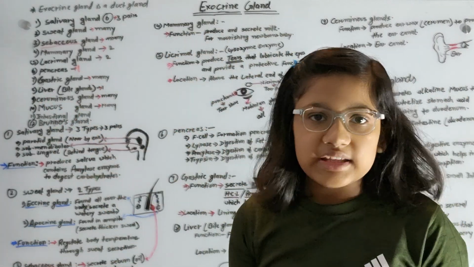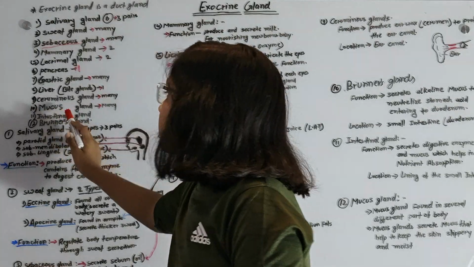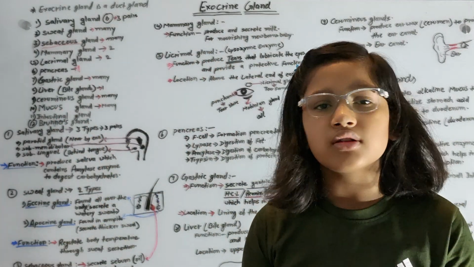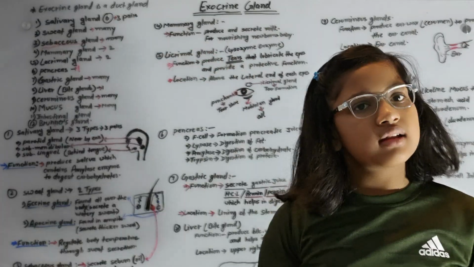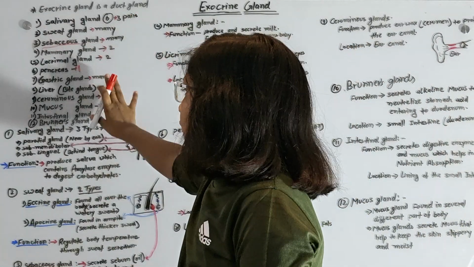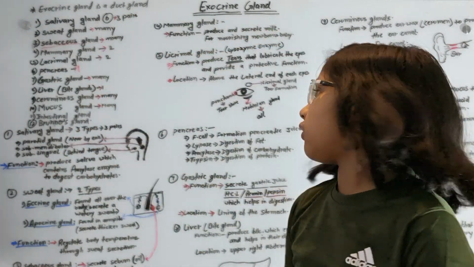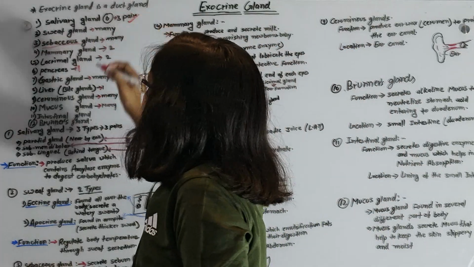This is many. Mucus gland. Mucus glands are also many. Intestinal gland and Brunner's gland. We will study about these glands. So first of all, we will study salivary gland.